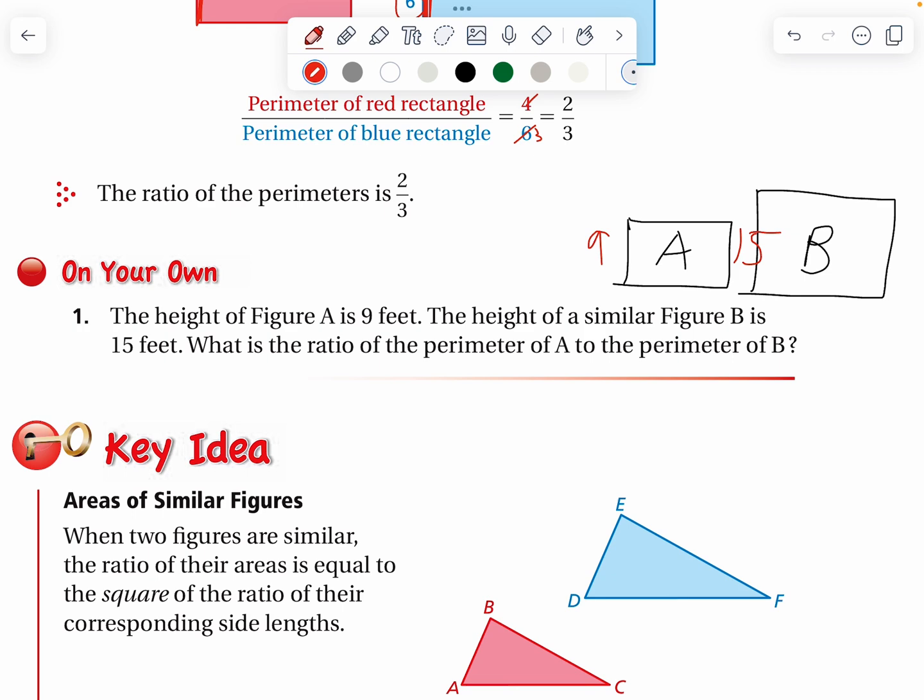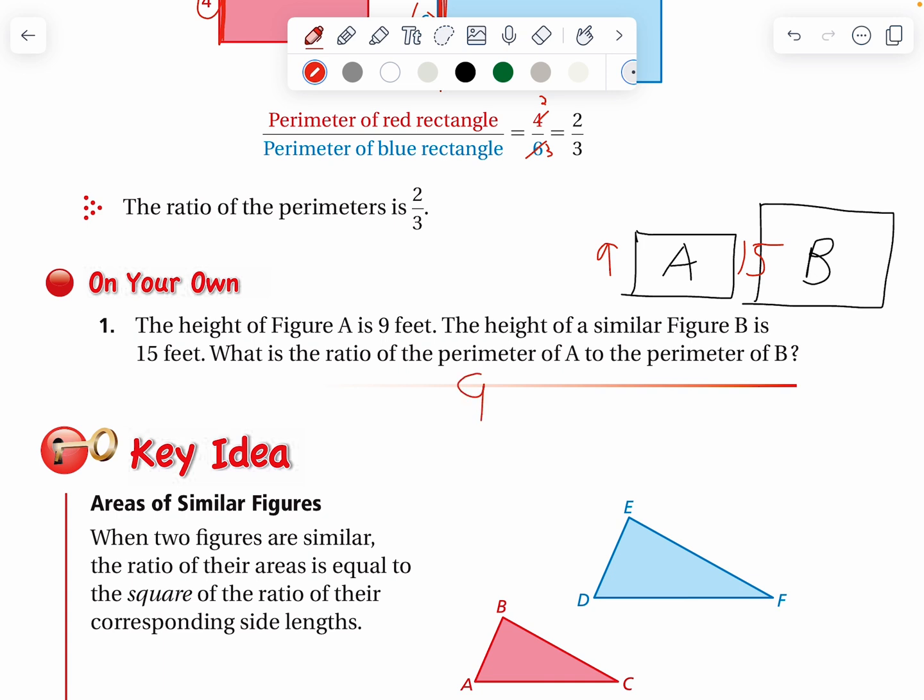So what's the ratio of the perimeters? Pretty easy. The ratio is going to be 9 over 15. However, 9 over 15 does reduce. It can be divided by 3 and divided by 3. 9 divided by 3 is 3, and 15 divided by 3 is 5, so you get 3/5. So the answer is 3/5.